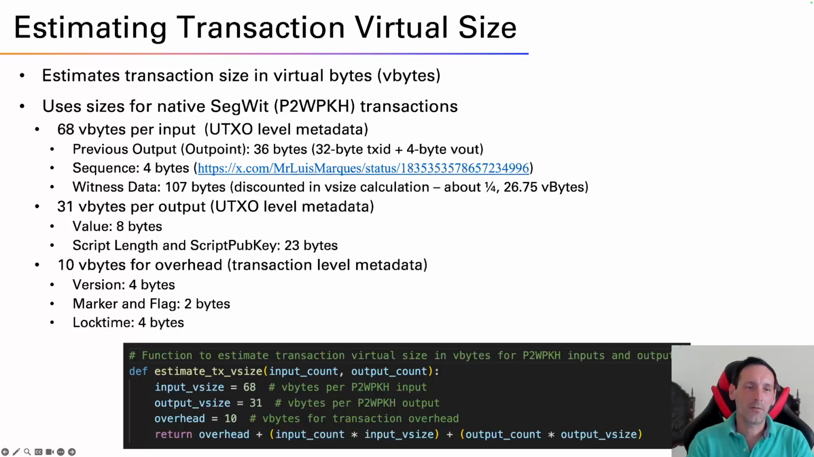And finally, you have the overhead. Again, this is the least important element. I found that it's about 10 vbytes. You have version fields in there because transactions have version numbers and different transactions have different rules associated, I believe. You have marker and flag, which are needed if you're using SegWit, and you have lock time. This is a transaction-level metadata field that can be used to specify when a transaction becomes valid, either at a specific block height or a certain time in the future. If this is not being used, I believe it's set to 0.